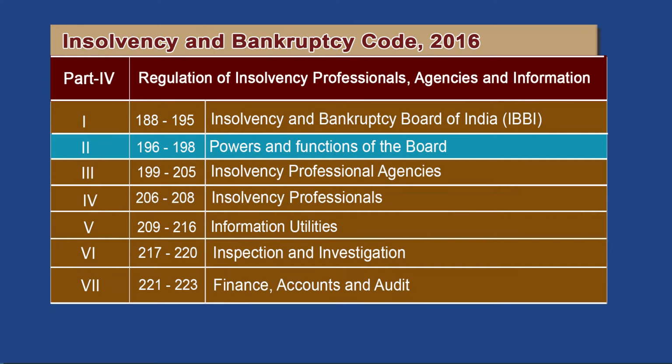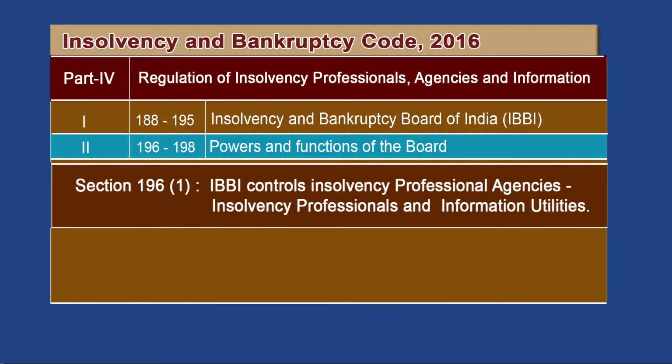IBBI and the central government floated various rules and regulations governing personnel, accounts and board meeting related matters, and also for administrative convenience. Sections 196 to 198 deal with the powers and functions of the IBBI. As per section 196, subsection 1, subject to general direction of the central government, IBBI controls insolvency professional agencies, insolvency professionals and information utilities by way of registering, renewal, suspension and cancellation of such registrations, and promotes development and regulates the practices of such agencies, and specifies minimum eligibility requirements for registration, levy of fee and other charges for carrying out the purposes of this code.